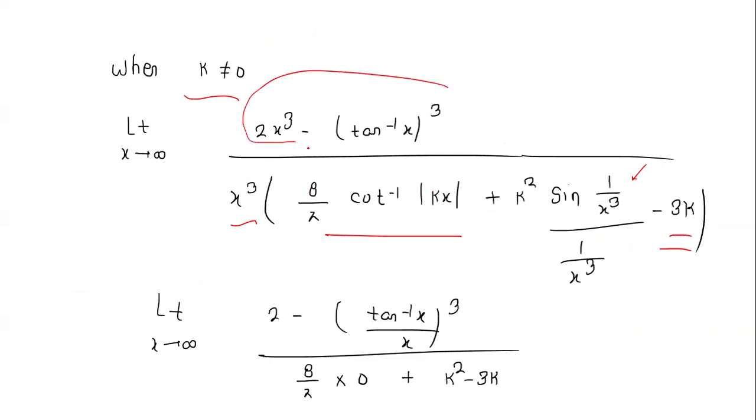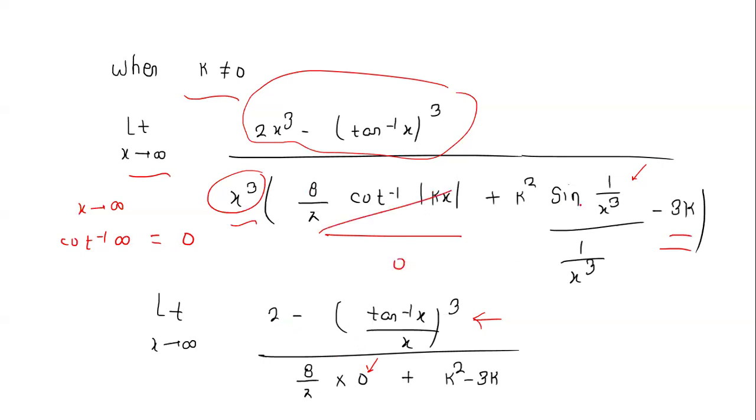So we have this. Now you can divide the numerator by x cube, and you will have 2 times (x minus tan inverse x) divided by x, whole cube. For x tending to infinity, cot inverse infinity is equal to 0, so this whole thing will go to 0. And this limit, if you see, is of the sine 0 by 0 form, and we know this limit is 1. So this limit will be 1, and here it is minus 3k. So this will become k square minus 3k. And for x tending to infinity, again this thing will go to 0.